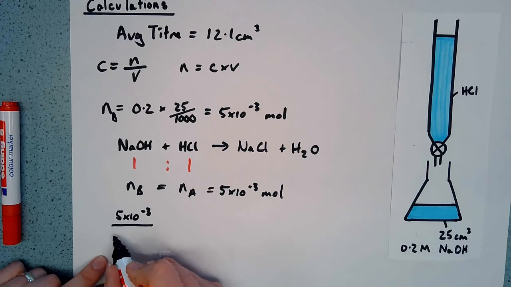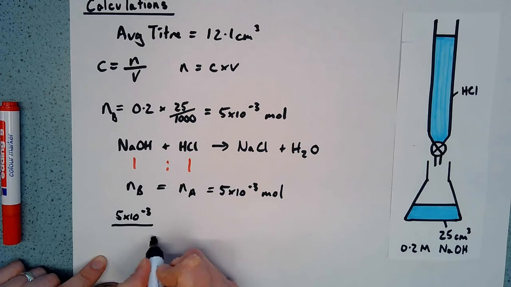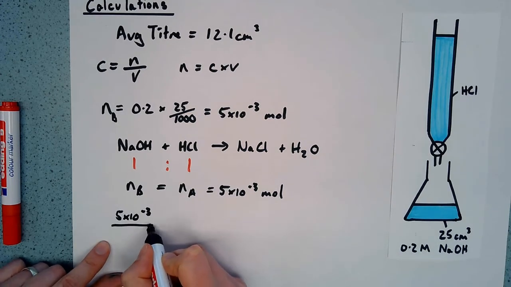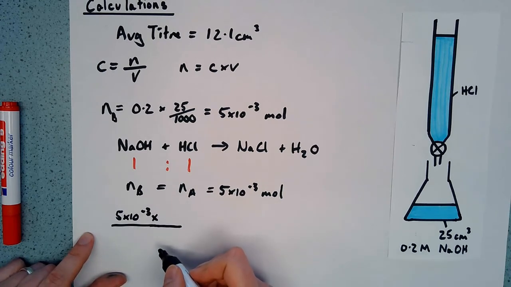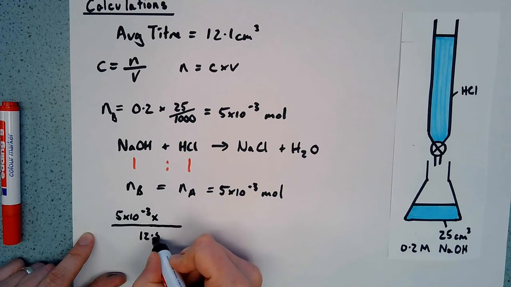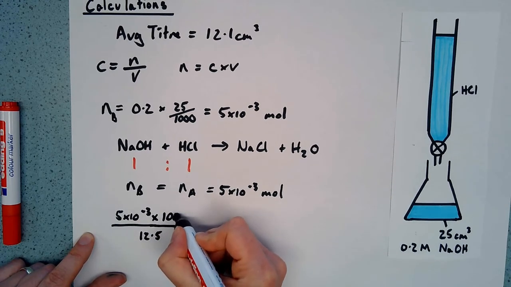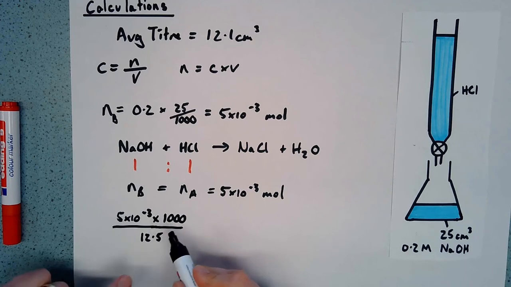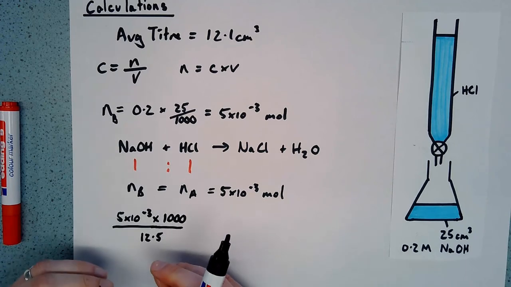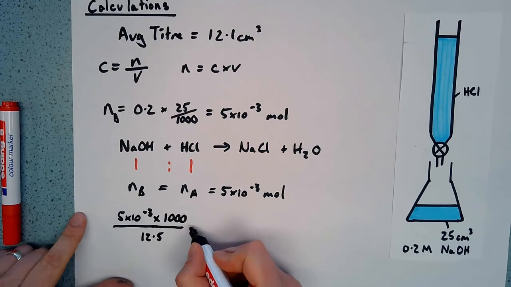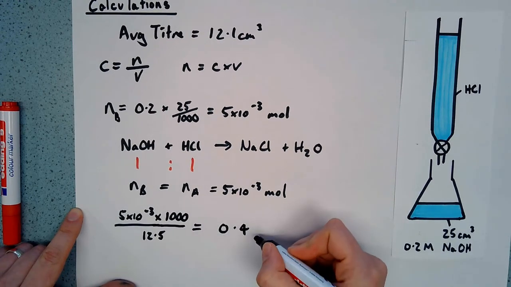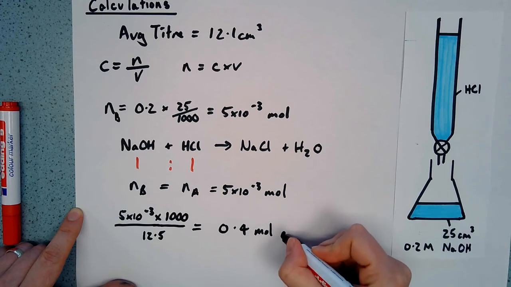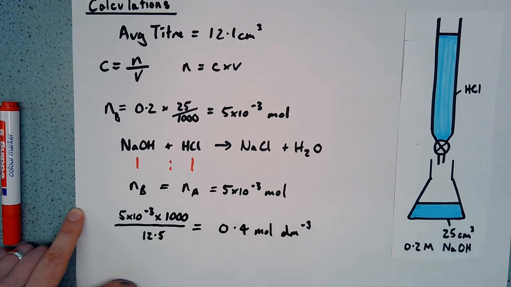You could do that sum first. You could put 0.0121 down here. Mathematically, that's the same as what you'll see quite a lot of the time in mark schemes, as being 12.1 and then putting times 1,000 over the top. And mathematically, that's the same as taking 12.1, dividing it by 1,000, and then putting it into the fraction. Either way, however you do it, you're going to end up with 0.4 moles per decimetre cubed.